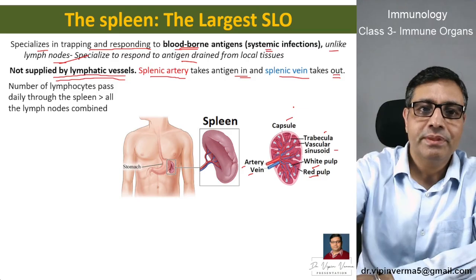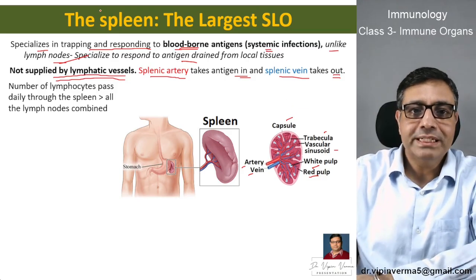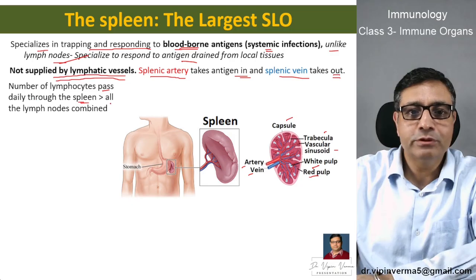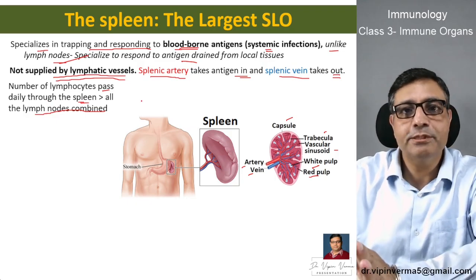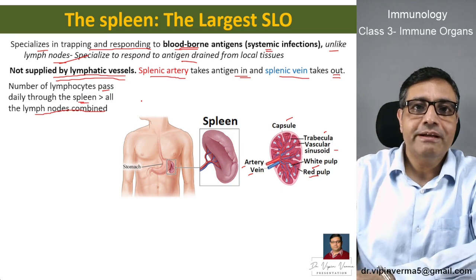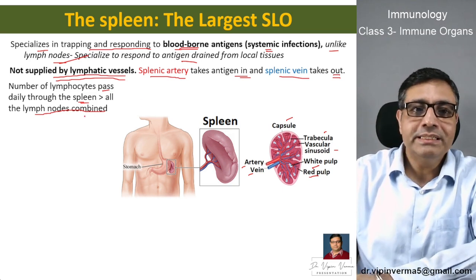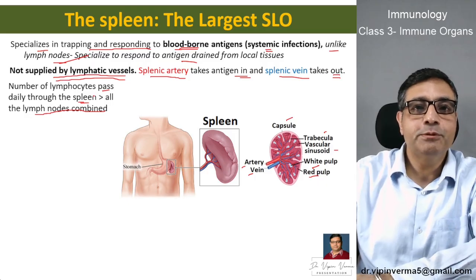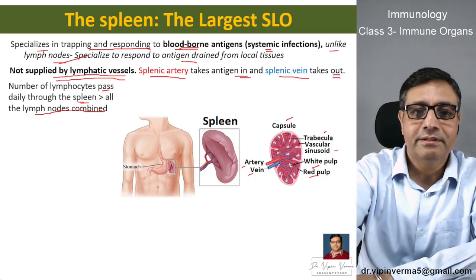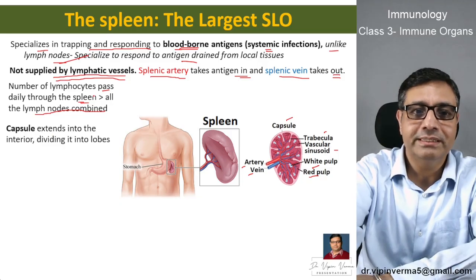The number of lymphocytes which pass daily through the spleen is greater than all the number of lymphocytes present in the lymph nodes combined. Whatever the number of lymph nodes we have, although these are small structures, they are spread out. On a daily basis, the number of lymphocytes which pass through the spleen is much more than the total number which pass through all the lymph nodes together. So you can see how important this organ is.